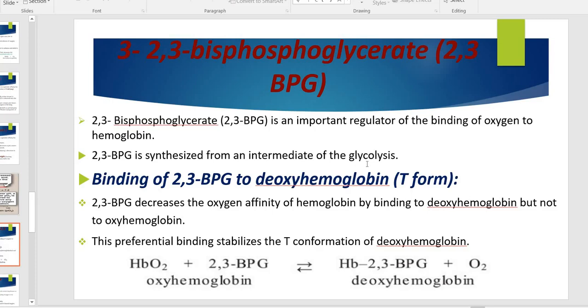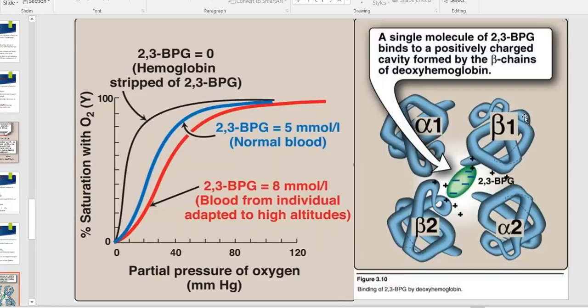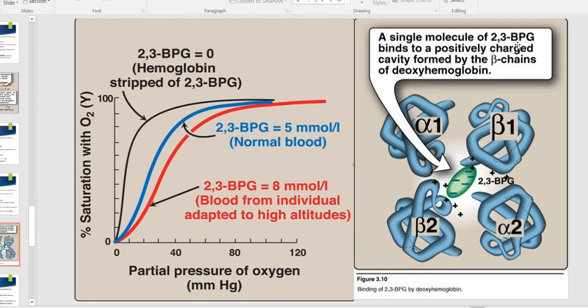Again, what the meaning of right shift means is that hemoglobin will give the tissue its oxygen, unloading and decreasing the affinity of hemoglobin to bind with oxygen. This will favor the T form. Why will it favor the T form? As this molecule of diphosphoglycerate will bind with the positively charged cavity in the deoxyhemoglobin and favor it.